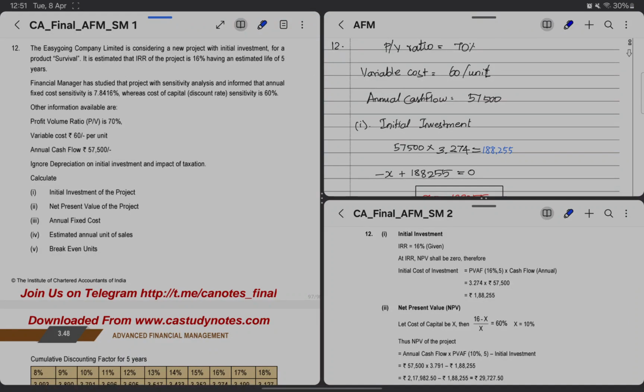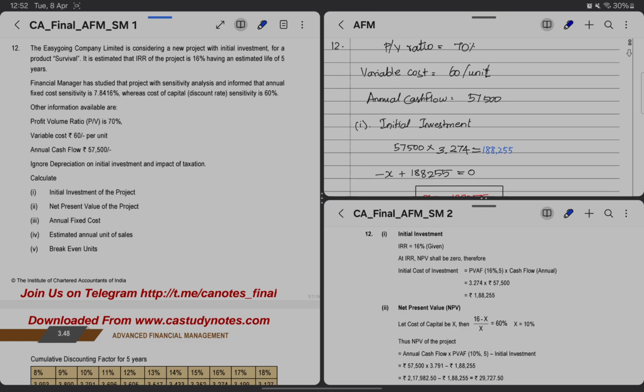Hi CA students, let's revise CA Final AFM Advanced Capital Budgeting Decisions Chapter 3 Practical Question 12. The Easygoing Company Limited is considering a new project with an initial investment for product survival. It is estimated that the IRR of the project is 16%, having an estimated life of 5 years.